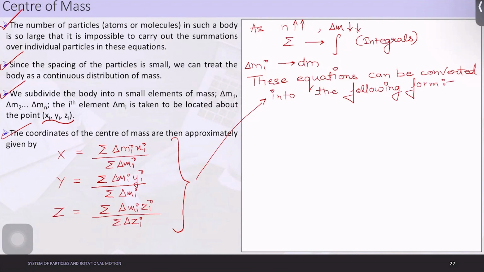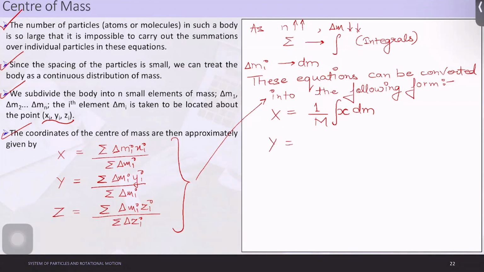What is this form basically? We can just write the center of mass capital X. It is nothing but equal to 1 by m integral x dm. Okay, so I hope this concept is clear to you. So basically, if we do the integration of x dm upon m, we will get the answer of capital X.